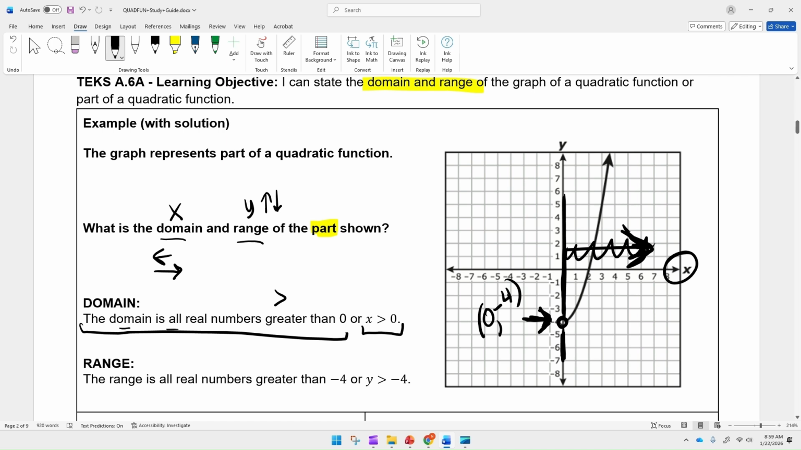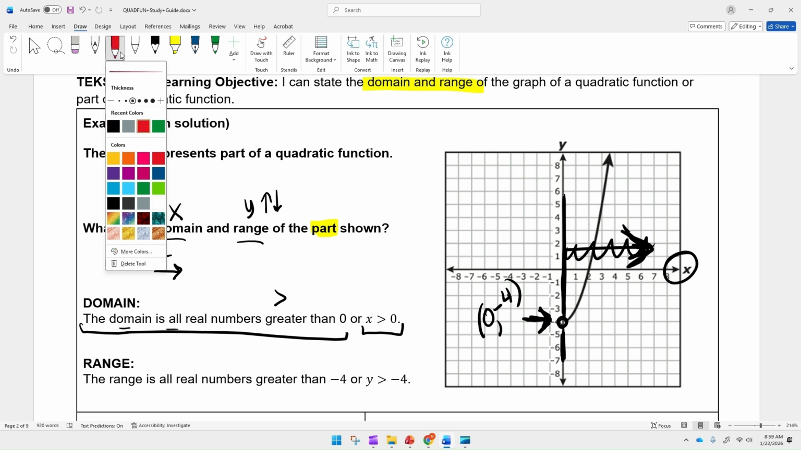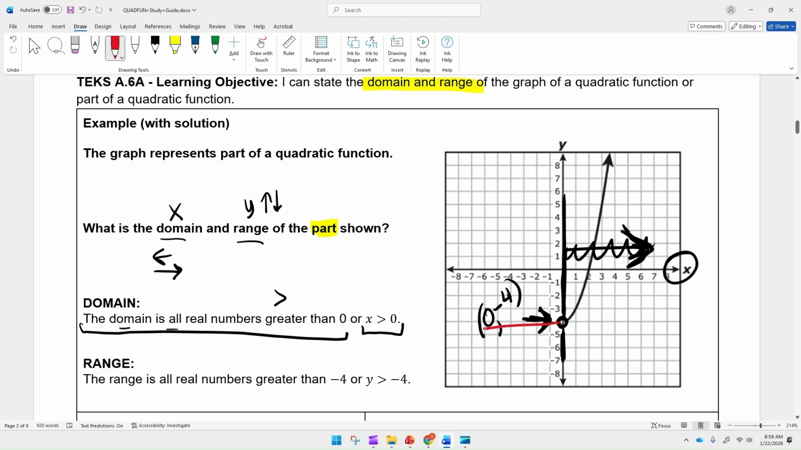All right, now the range. I'm looking at the y values. I'm going to make a line where my minimum y value is. That's my lowest that my y value is going to be. That value of y is -4.